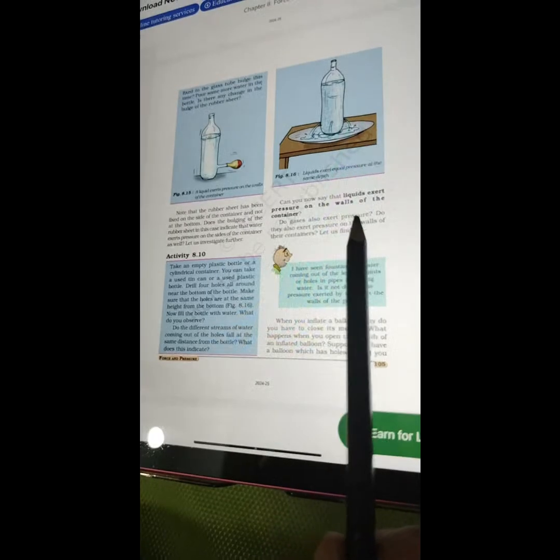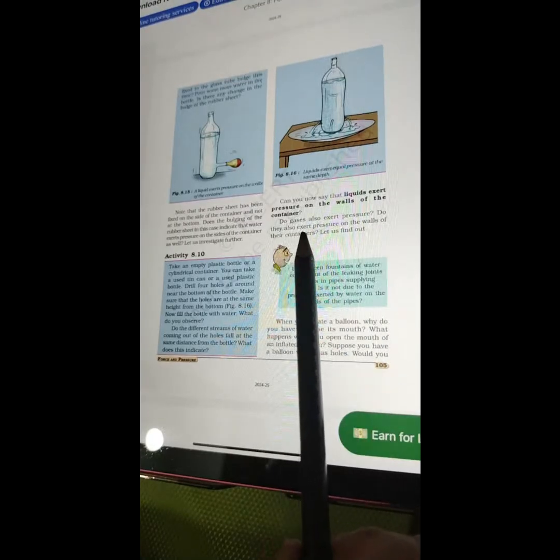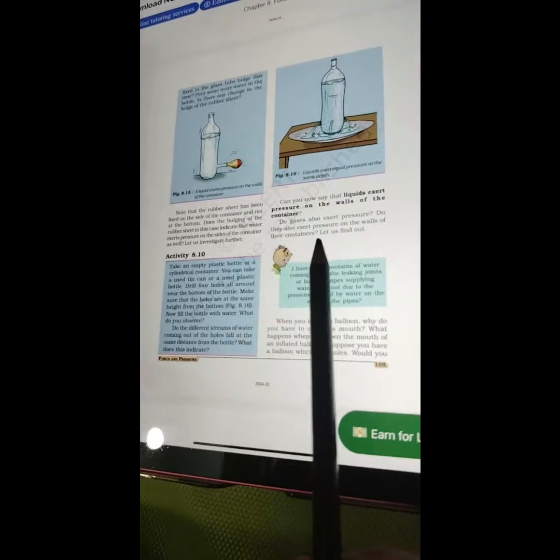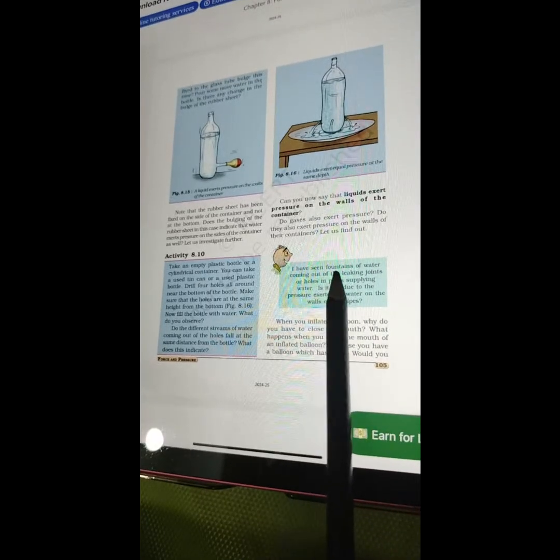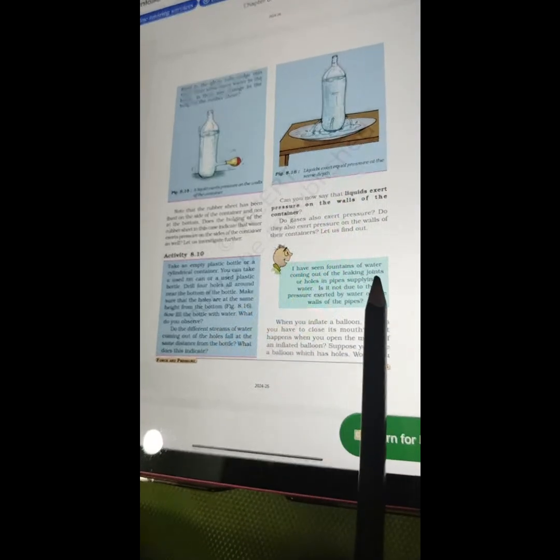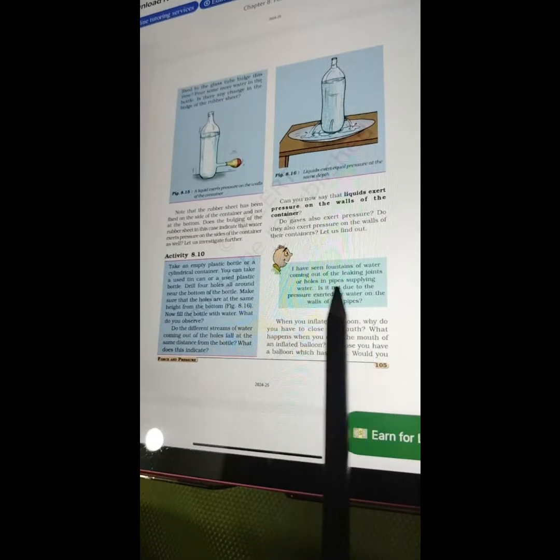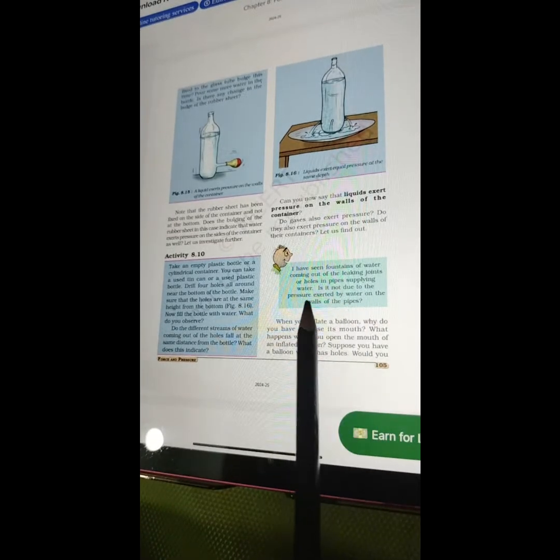Do gases also exert pressure? Do they also exert pressure on the walls of their containers? Let us find out. I have seen fountains of water coming out of the leaking joints or holes in pipes supplying water. Is it not due to the pressure exerted by water on the walls of the pipes?